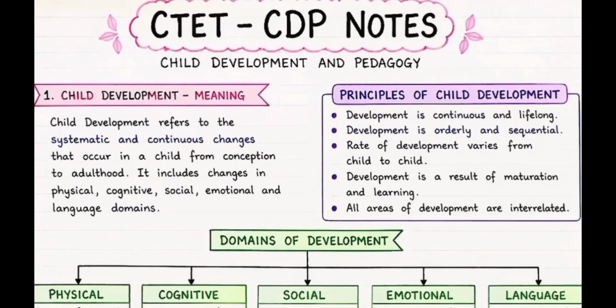Today we will do the CDP and our topic is child development. What do you mean by child development? Child development refers to the systematic and continuous changes that occur in a child from conception to adulthood. It includes changes in physical, cognitive, social, emotional, and language domains.